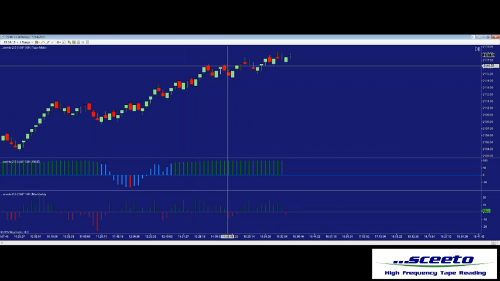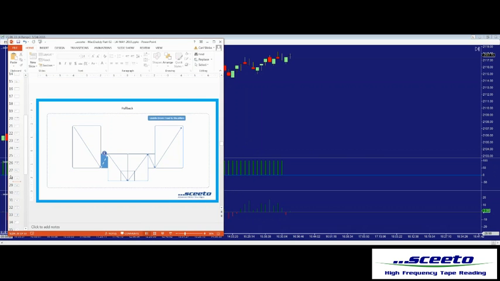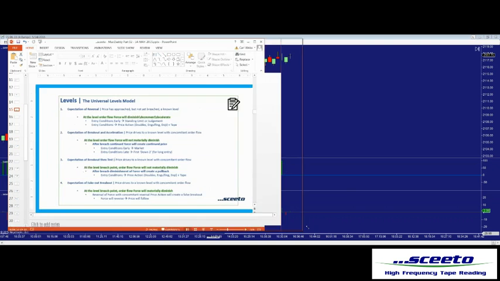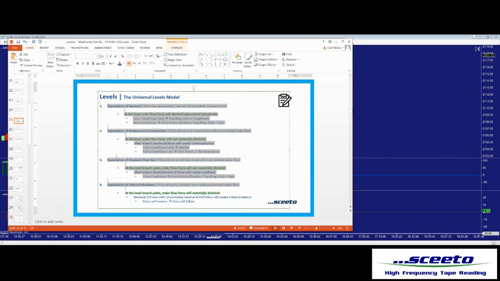If you don't have Sceeto, we're going to be going through some more stuff next week. Next week, we're going to be doing this puppy here again. It's going to be so cool. I'll try to get another person here and I'll go through it again because I really haven't pressure tested my language and made sure everything is accurate. So by next week, I'll have this cleaned up and then we'll do the universal levels model next week.